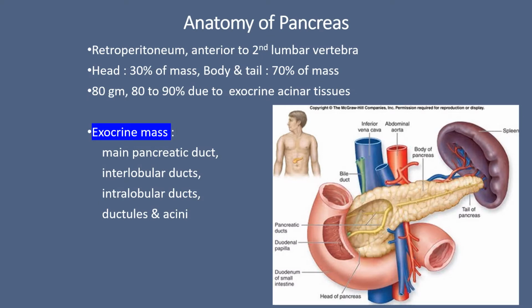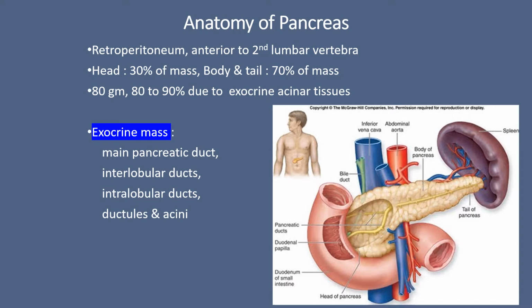The anatomy of the pancreas. The pancreas is a retroperitoneal organ which is located anterior to the second lumbar vertebra. The head of the pancreas consists of 30% of the total mass of the pancreas, whereas the body and tail comprise 70% of the mass. The pancreas weighs around 80 grams, and out of this, 80 to 90% is due to the exocrine acinar tissues.